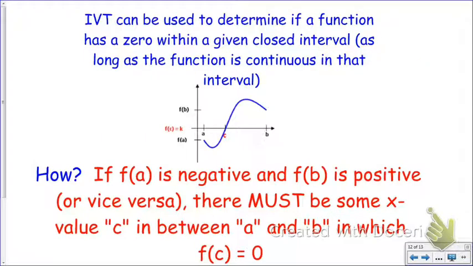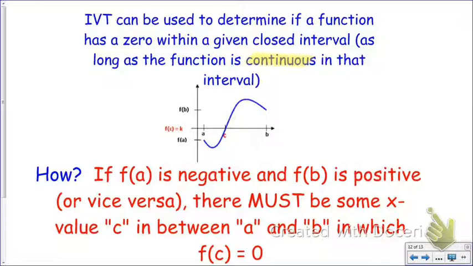What that means is that the intermediate value theorem can be used to determine if a function has a zero within a given closed interval, as long as the function is continuous within that interval. What does that mean? If the function value at a is negative, down in here, and f of b is positive, up in here, in order to get from f of a to f of b, naturally we're going to cross the x-axis. We're going to have a zero.